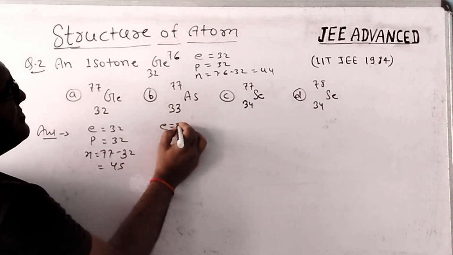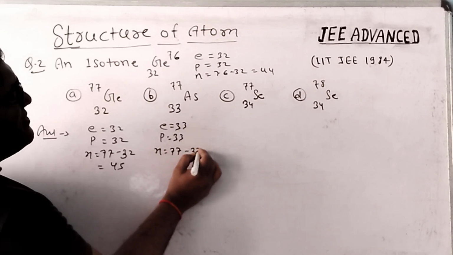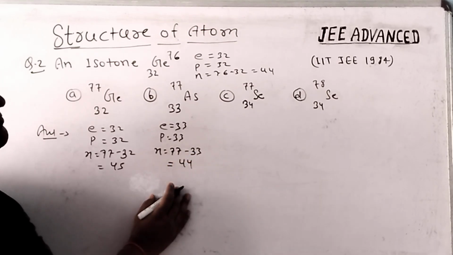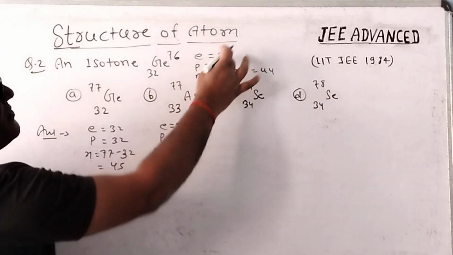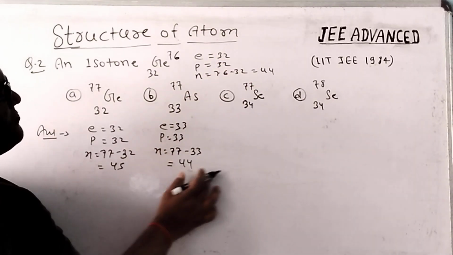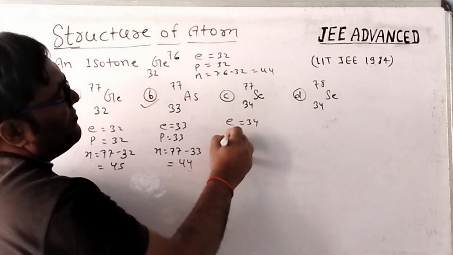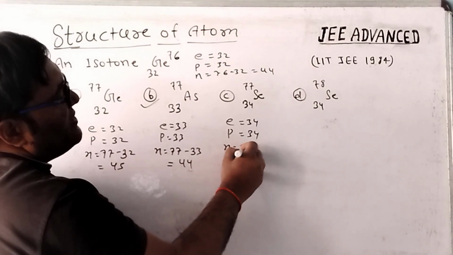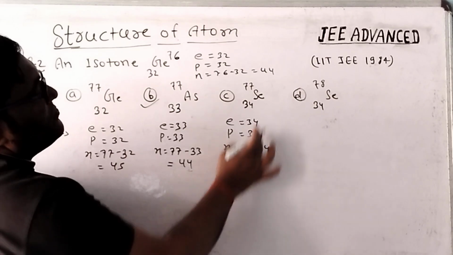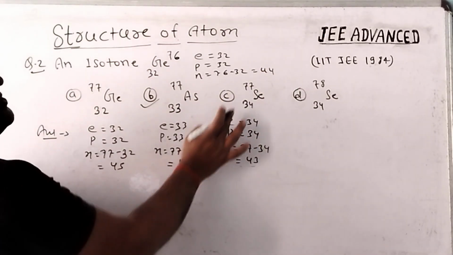In case of option B, electron is 33, proton is 33 and neutron is 77 minus 33, which is equal to 44. So the atomic numbers are 33 and 32, the number of protons is different, but the number of neutrons is the same, 44 and 44. So option B is correct. Now option C, electron 34, proton also 34 and neutron is 77 minus 34, so 43 neutrons are present here. So due to mismatch of neutrons, option C is also wrong.